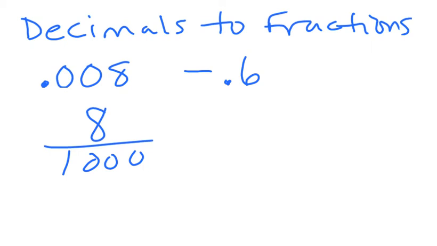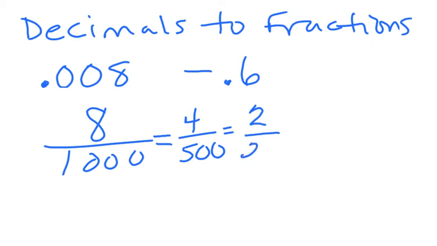Now, once I get 8/1000ths, I have to reduce it, because we always write fractions in simplest form. Well, that happens to be 4 if I divide by 2 over 500. If I divide by 2 again, I get 2 over 250. 250 won't divide by 2. Well, yes it will. So that will be 1 over 125. And that's my final answer.